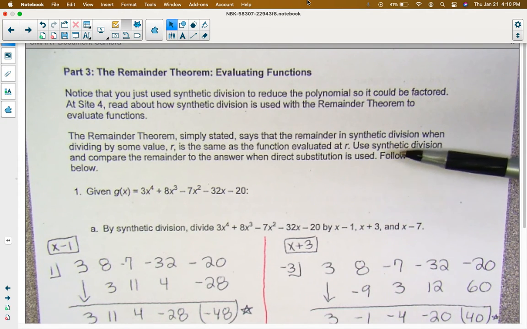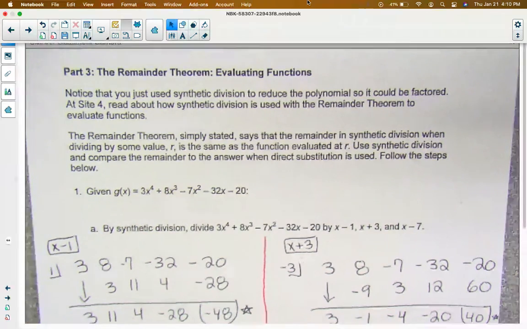The remainder theorem, simply stated, says that the remainder in synthetic division when dividing by some value r is the same as the function evaluated at r. So we're going to use synthetic division and compare the remainder to the answer when direct substitution is used. And we're going to follow the steps below.